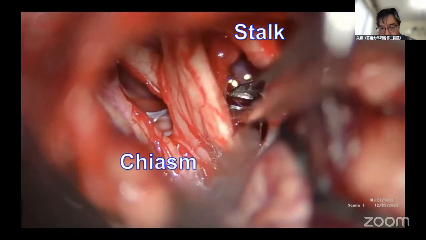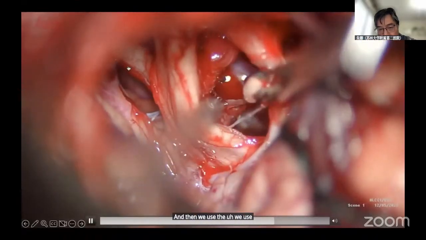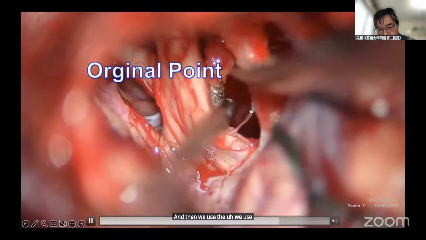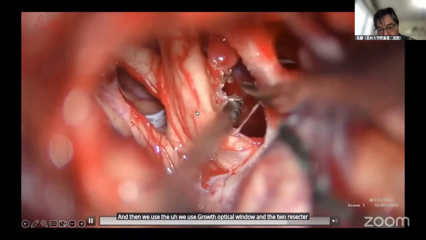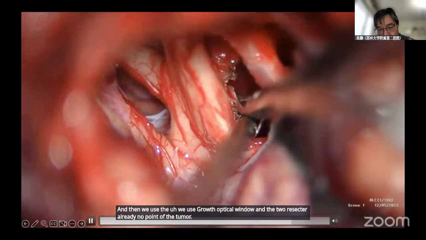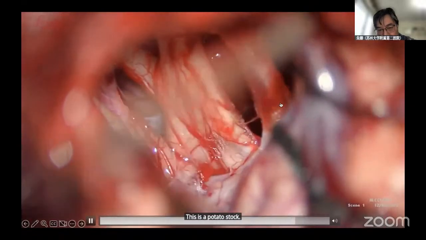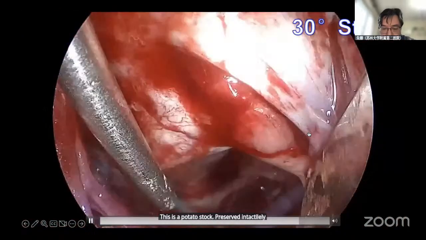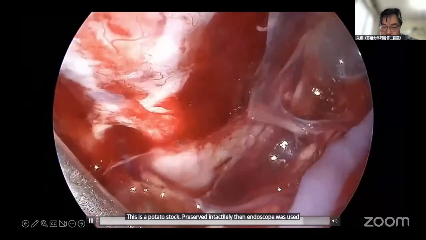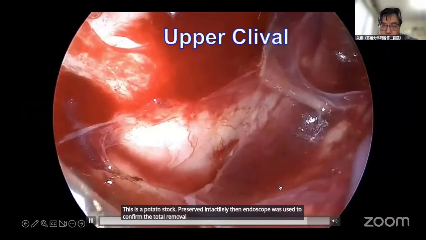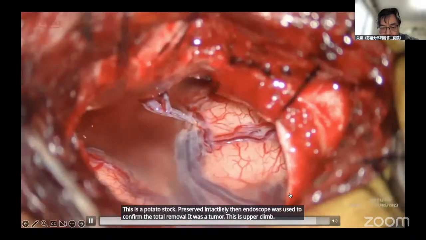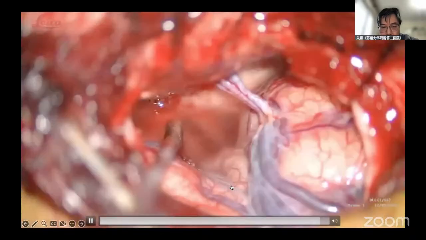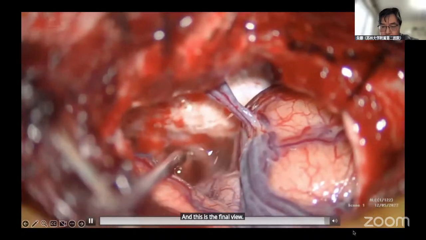And then we use the carotid optical window to resect the original point of the tumor. This is the pituitary stalk preserved intact. Then the endoscope was used to confirm the total removal of the tumor. This is the upper clival. And this is the final view for the approach.